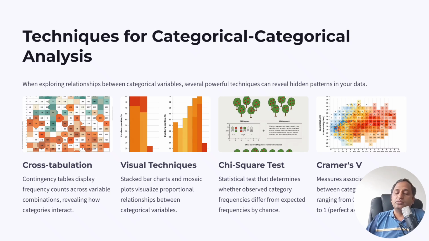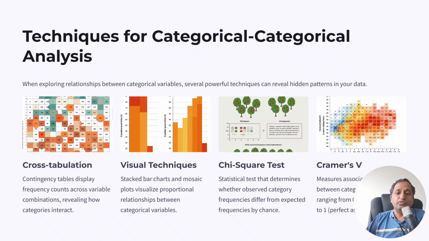Then there are visual techniques. Tools like stacked bar charts or mosaic plots are great for visual learners. They turn those cross-tab frequencies into proportions, helping us see which categories dominate or lag behind in visual format. Another statistical test we use is the chi-square test, which checks statistical significance. It tells whether the differences we see in category frequencies are likely due to chance, or whether there is a real relationship between these two variables.